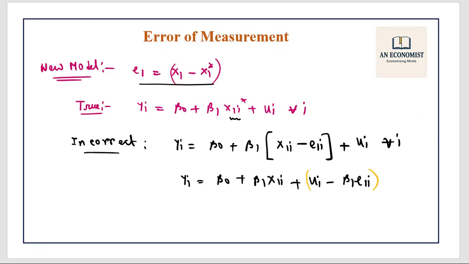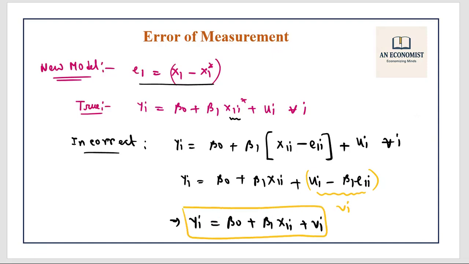Now you can combine these error terms together and give the name vi. So if you do that, then the incorrect model becomes this: yi equals beta naught plus beta 1 x1i plus vi. This will be the incorrect model for all i, where this vi is simply ui minus beta 1 e1i. So this is again a composite error term that we have seen. A similar figure we have seen in the previous video as well, right? So this vi is a composite error term.